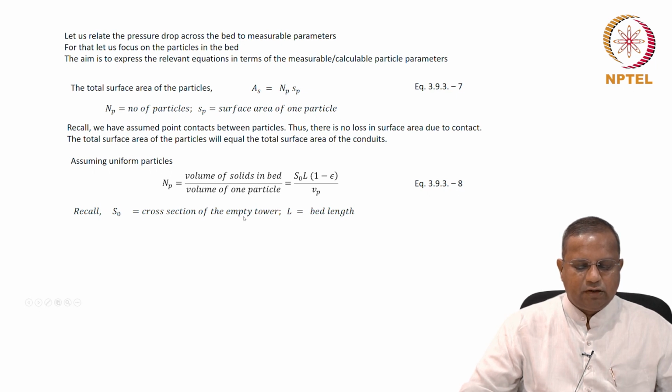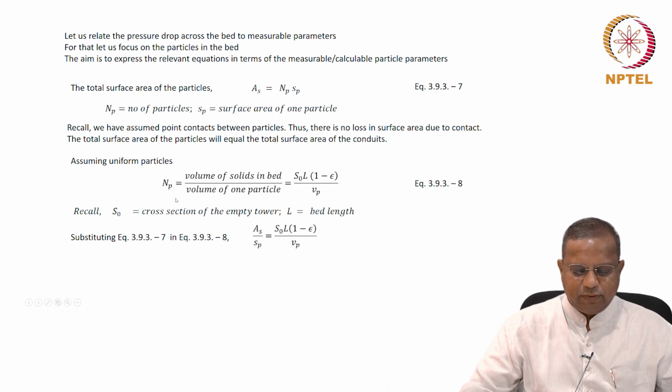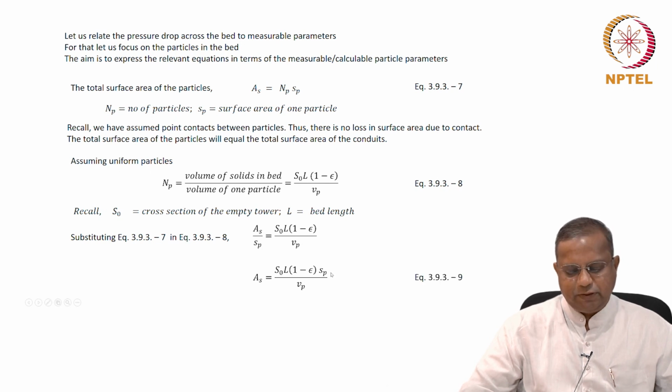S naught is the cross-sectional area of the empty tower and L is the bed length. And if you substitute 3.9.3-7, which is the surface area of the total particles, in 3.9.3-8 here, we are going to substitute NP, which is nothing but AS by SP. So AS by SP equals S naught L times 1 minus epsilon by Vp. Therefore, AS is S naught L times 1 minus epsilon by Vp times SP. Equation 3.9.3-9.